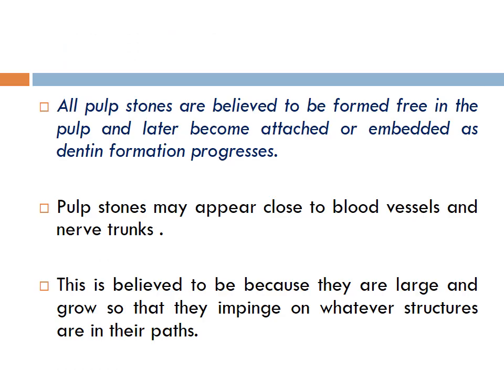All pulp stones are believed to be formed free in the pulp and later become attached or embedded as dentine formation progresses. Pulp stones may appear close to blood vessels and even nerve trunks. This is believed to be because they are large and grow so that they impinge on whatever structures are in their paths.